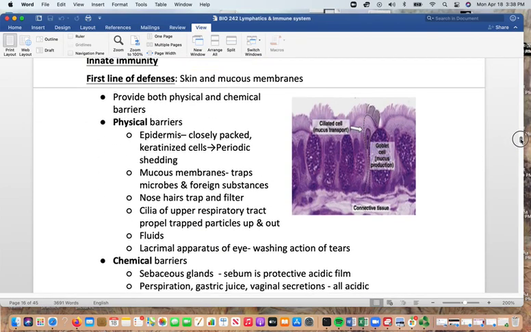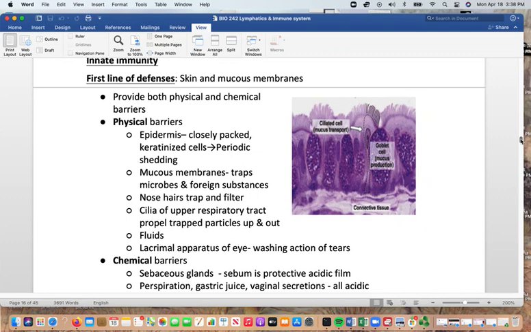So looking at your first line of defense, this is largely going to involve the skin and mucous membranes. They're going to give you both physical and chemical barriers. So physical barriers are just that. It would include the epidermis. You have closely packed keratinized cells. They are periodically shed off.